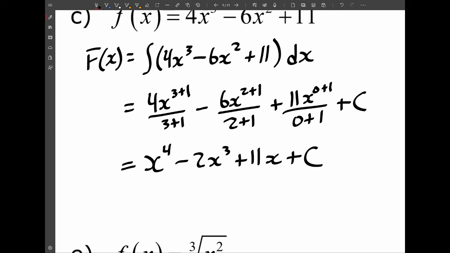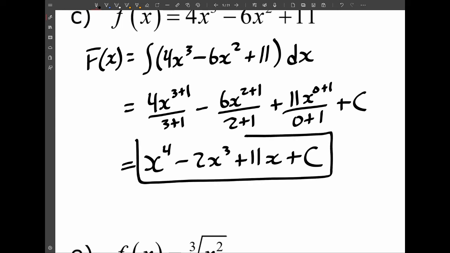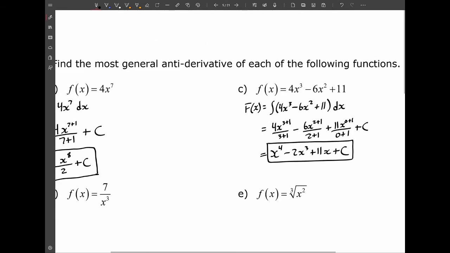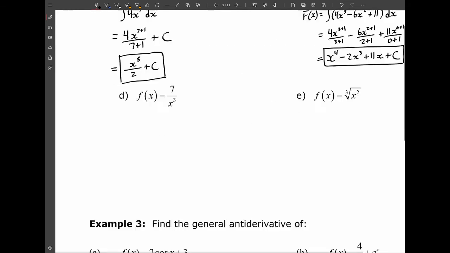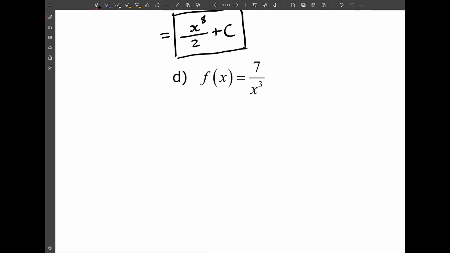There we go. Polynomials are pretty simple, because you just have to keep applying that reverse power rule. I guess that should be C. I don't know. I'm just going to roll with it.